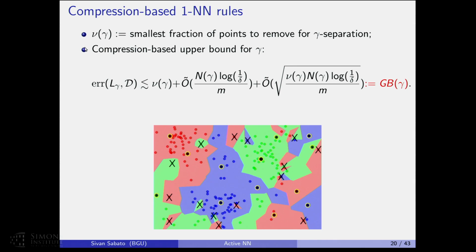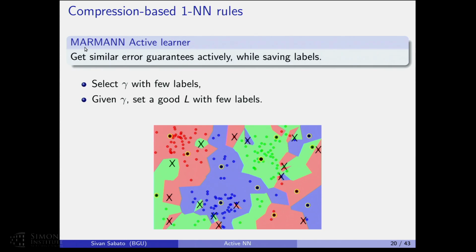It's not very easy to show. It's shown again in this previous work on the passive learner. And the idea is that we have this bound for every scale gamma. Let's just choose the best scale. We will try all the different scales. We will choose the best one, the one that minimizes this generalization bound. Okay? So this is what the passive algorithm does. Now we want to compete with that passive algorithm. Our goal is to get similar error guarantees, but we want to do it actively and we want to save labels. We don't want to use very many labels.